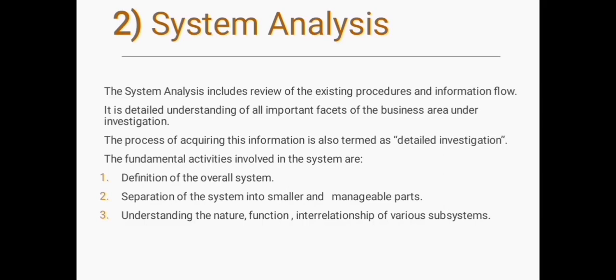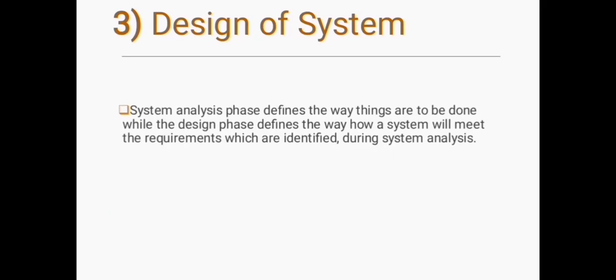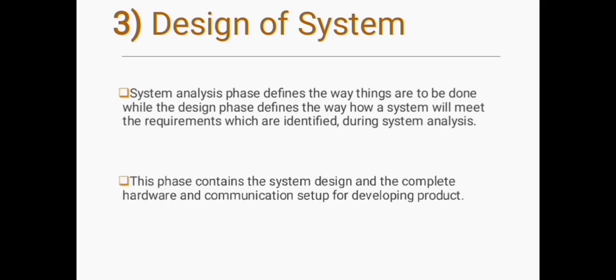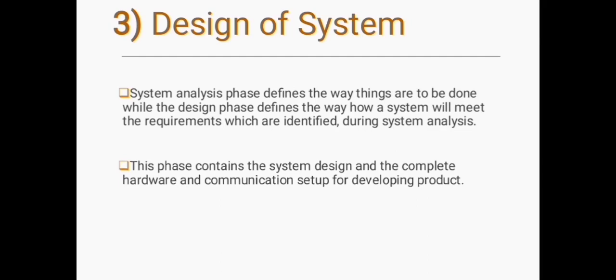Once the requirement gathering is done, the next step is to define and document the product requirements and get them approved by the customer. This is done through SRS, that is Software Requirement Specification. Next phase is design of the system. The system analysis phase defines the way things are to be done, while the design phase defines how the system will meet the requirements identified during system analysis. This phase contains the system design and complete hardware and communication setup for developing the product.